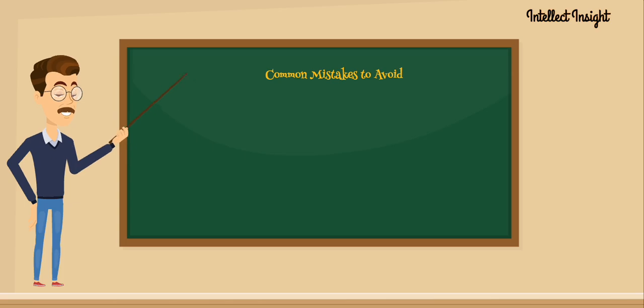Common mistakes to avoid. I saw an car. It is a wrong example. I saw a car. This one is right.